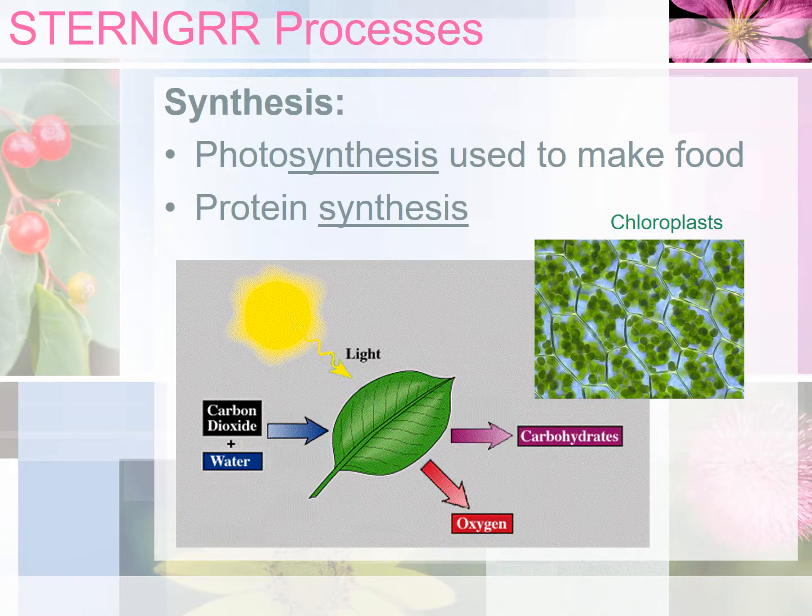All right, so let's look at our life processes that go along with our plants. First, we have synthesis. So there are two major examples of synthesis in plants. First is photosynthesis, which the plants use to make food, and there's a lovely picture of some chloroplasts in cells. And then we have protein synthesis. We've talked all about how protein synthesis occurs, but you have to make proteins to make the structural material that makes life.